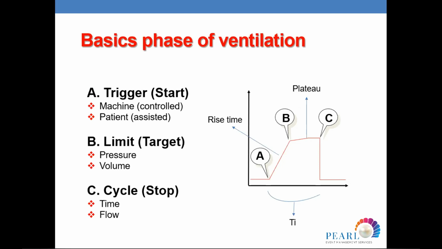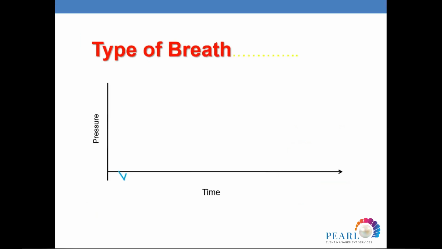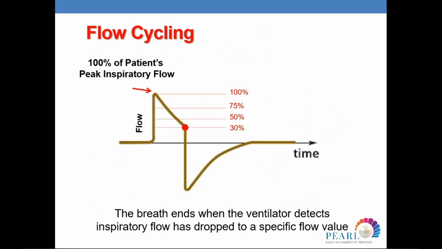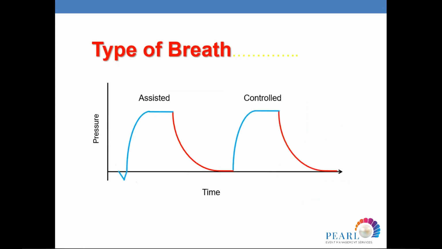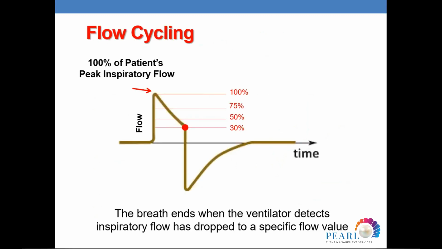Then for the inspiration to complete, there is a stop. There is a cycling. There is a time I want to stop the inspiration. So this is the third point, when the expiratory valve will open. This can be either time cycled or flow cycled, which is only in one option, pressure support ventilation. So this is again the types of breath. Is it assisted or controlled? This is just how it looks in the ventilator.